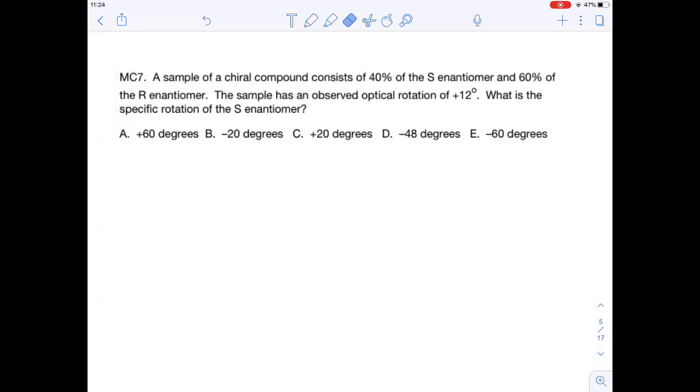Multiple choice 7 asks, a sample of a chiral compound consists of 40% of the S enantiomer and 60% of the R enantiomer. The sample has an observed optical rotation of plus 12 degrees. What is the specific rotation of the S enantiomer? These kinds of questions, I remember him saying he wasn't going to put on exam 1 and that he was going to move it to exam 2, but he also said that many months ago, so I'm not sure if he's planning on putting this question on your exam or not. Either way, it's not difficult to go over, so we might as well just do it.